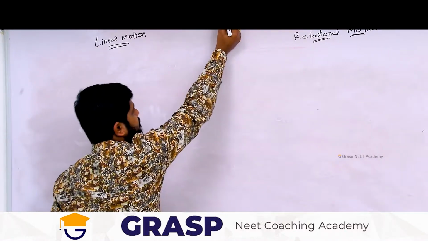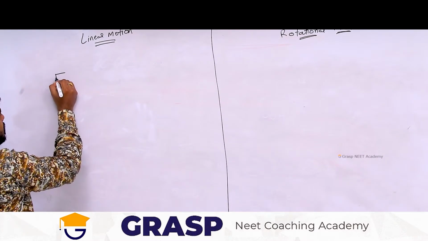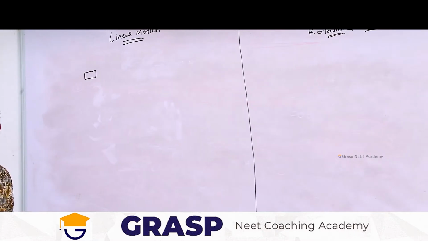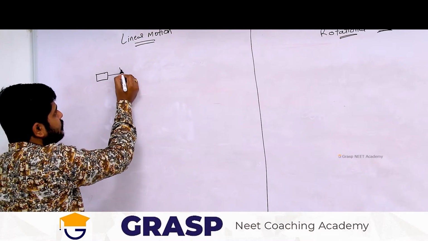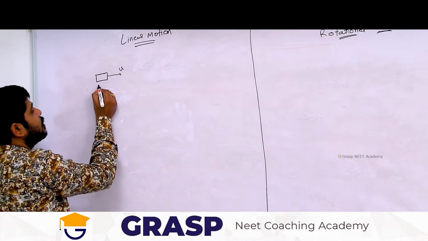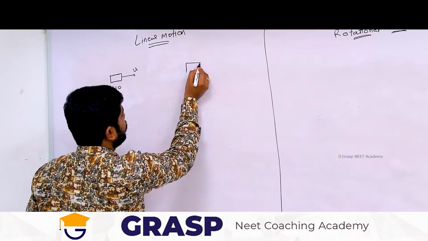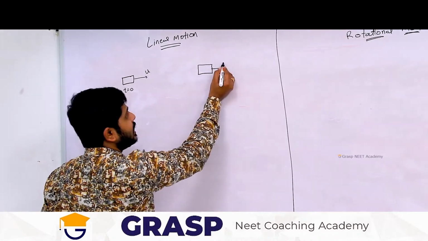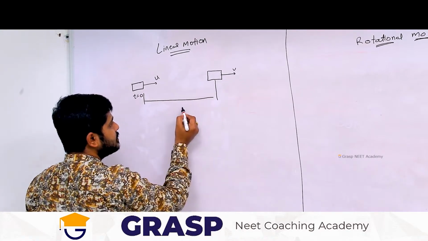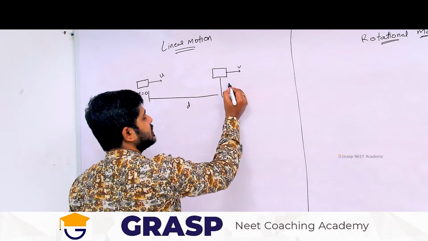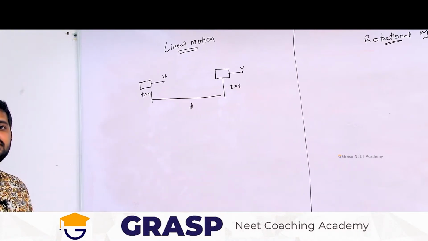In linear motion, if you consider one particle or one object, this object will move initially with a velocity u at time t equal to 0. After some time, the particle will have some velocity v. By then, this object will travel a distance d. The time taken is t.